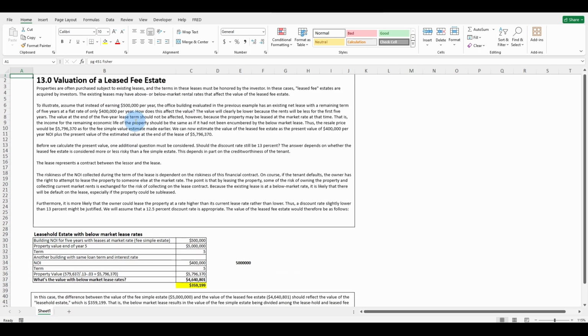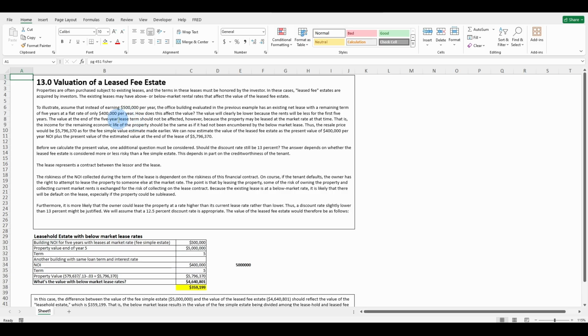To illustrate, assume that instead of earning $500,000 per year, the office building evaluated in the previous example has an existing net lease with a remaining term of 5 years at a flat rate of only $400,000 per year. How does this affect the value?